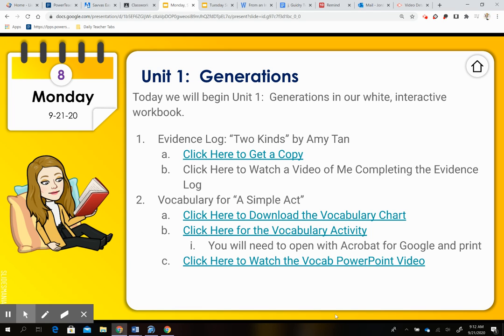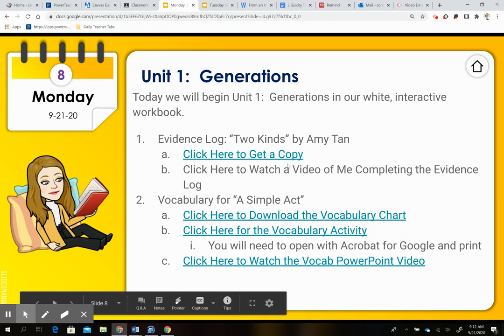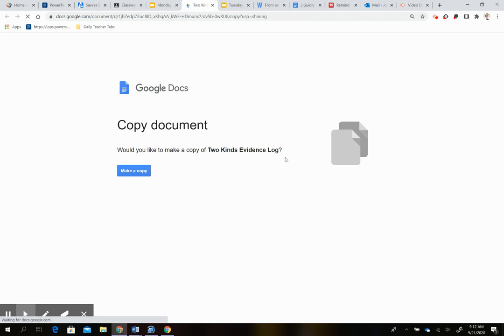Hey guys, today we're going to go over our evidence log for Two Kinds by Amy Tan. To get to that, you're going to click here where it says click here to get a copy. When you do that, it's going to pop up with this screen. It says copy document. Would you like to make a copy? You're going to hit yes, make a copy.